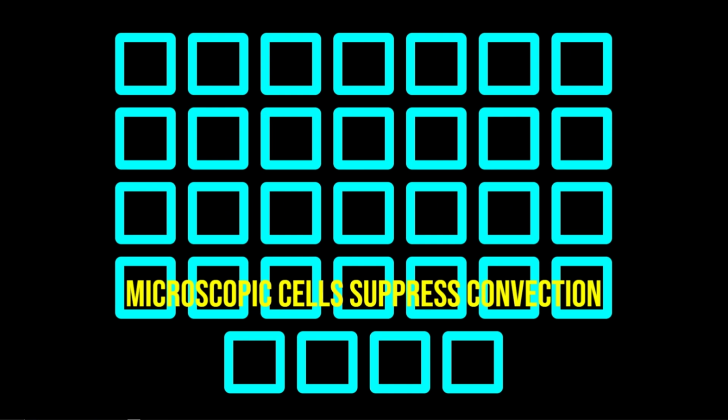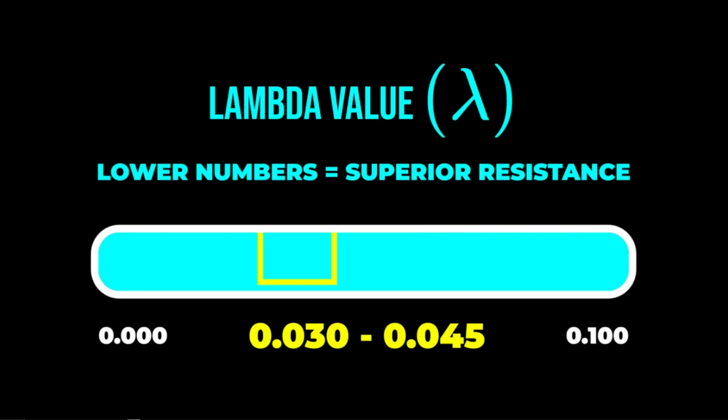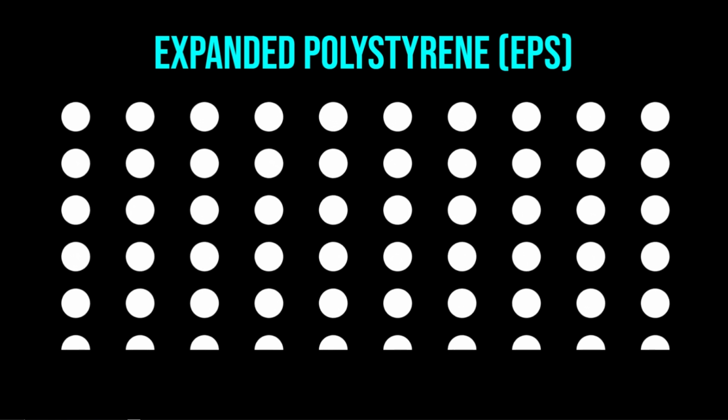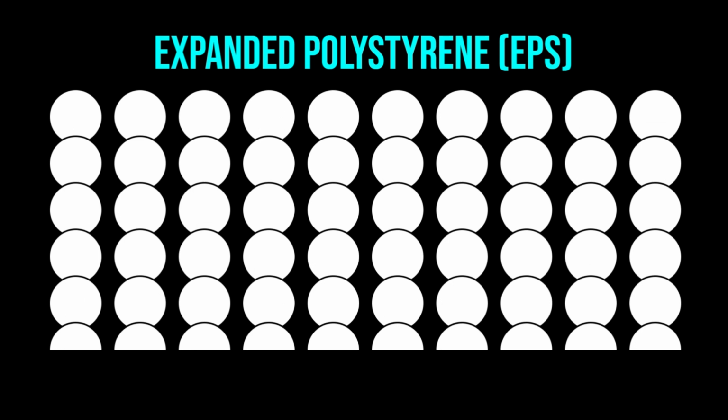The solid framework of the material itself contributes to conduction, while the cell walls and fibers act as shields against thermal radiation. The effectiveness of any insulation is quantified by its lambda value, where lower numbers indicate superior resistance. Most common rigid foams and fibers achieve values between 0.030 and 0.045. Selecting the right material requires balancing this thermal resistance with mechanical properties and moisture behavior under specific environmental loads.